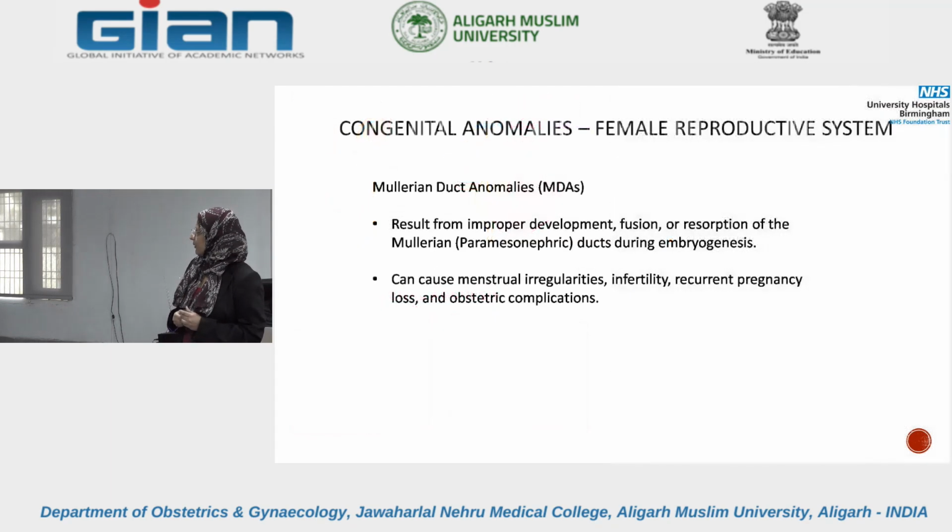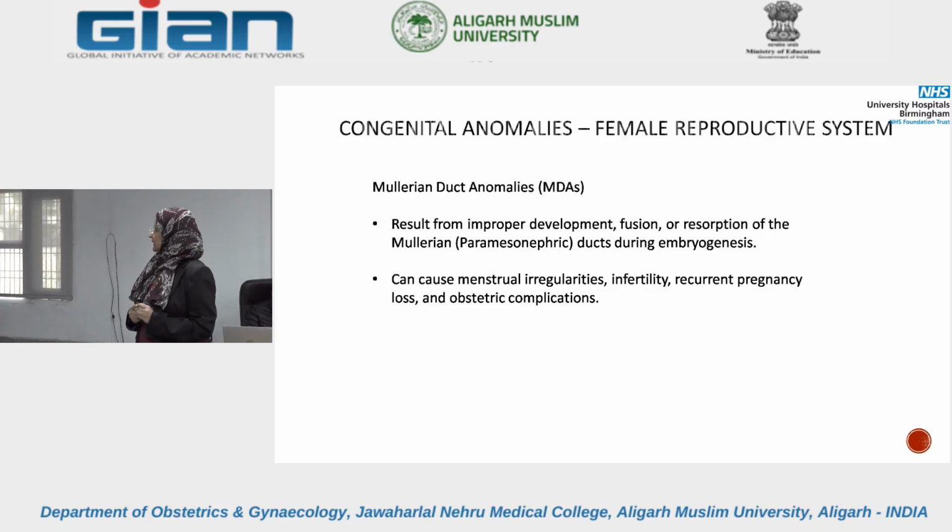So we are talking about Müllerian duct anomalies. Remember, Müllerian, mother, and it's all female genital tract. It results from improper development, fusion, or resorption of the Müllerian or paramesonephric ducts during embryogenesis. It can cause menstrual irregularities, infertility, recurrent pregnancy loss, and obstetric complications. So you can see it is quite serious stuff.